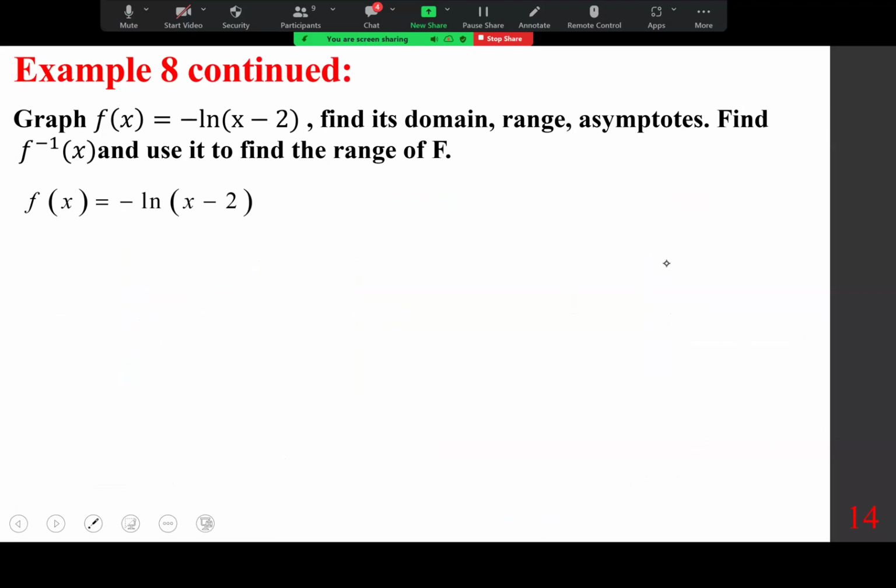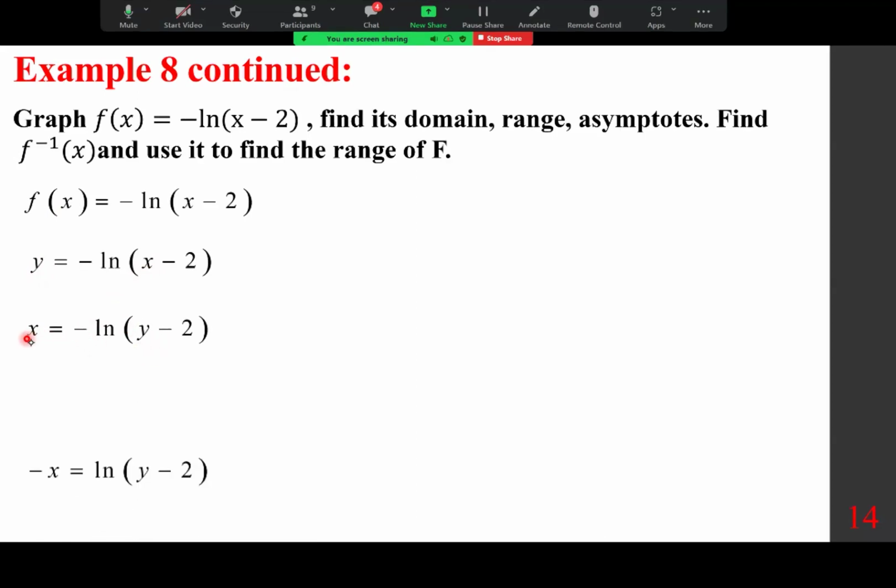Now, we want to find the inverse. Here's the function. We are going to change f of x to y to make life easy. The next step is to interchange x and y. So this becomes x, this becomes y. The next step is to solve for y. So we're going to get rid of this negative. If we multiply both sides by negative sign, this goes away. This becomes minus x.